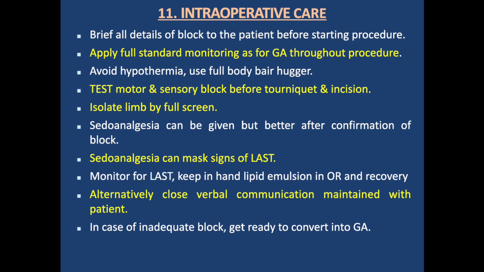Intraoperative care. We brief all details of the block to the patient before starting the procedure, in the preoperative visit or in the morning of surgery in the preoperative holding area. We apply full standard monitoring as for GA throughout the procedure. We avoid hypothermia. We use a full body Bair Hugger. We test motor and sensory block before tourniquet or incision. We isolate the limb by full screen.